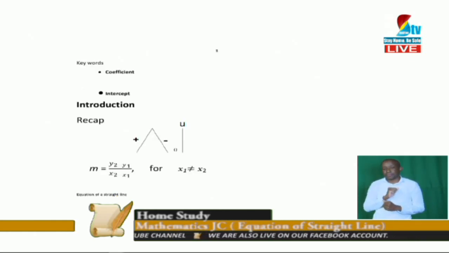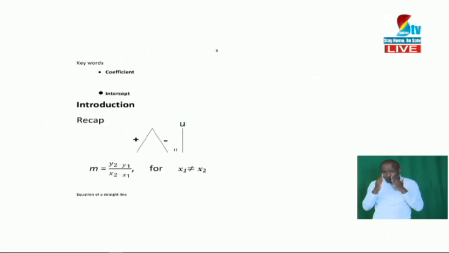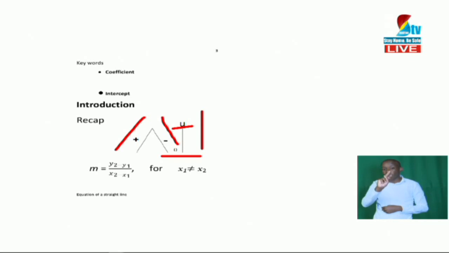Now, from your previous lesson, you are going to remember that you looked at kinds of gradients. One is this one, positive. The next one is this one, it is negative. And then next is this one, which is 0, that is a horizontal line. And then finally you have this one, which is undefined if it is vertical like that.